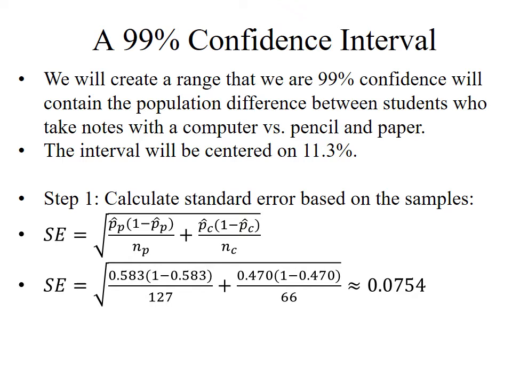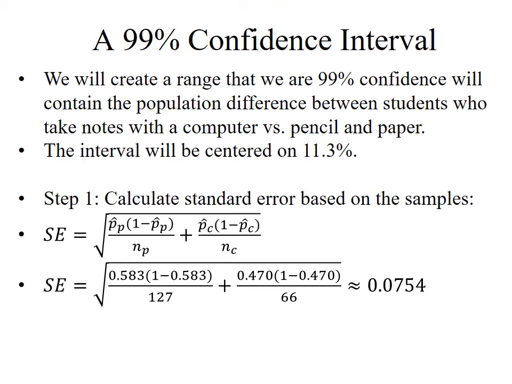So in this case, we take the square root of 0.583 times 1 minus 0.583 over the 127. That gives us the standard error part from the people taking pencil and paper notes. And then we add to that 0.470 times 1 minus 0.470 divided by 66. That gives us the variation that comes from the people who are taking notes on computer. We add those two things, take the square root of the whole thing, and we get 0.0754. That's the standard error.